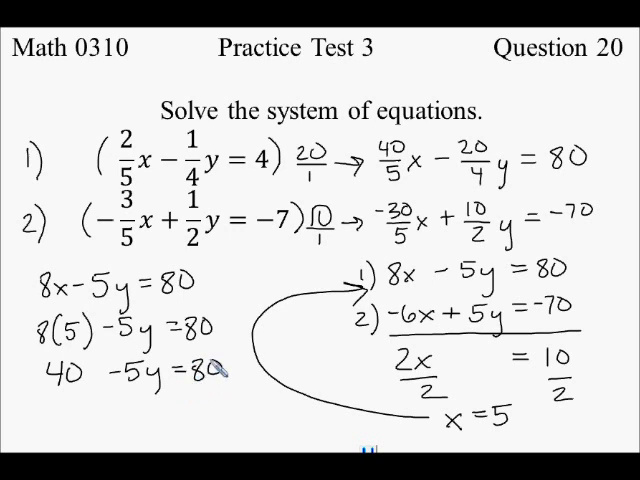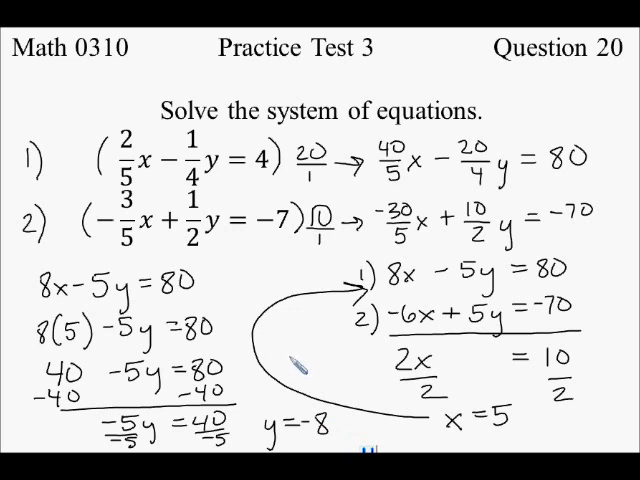And now we get the y term by itself, so we subtract 40 from both sides. And we get that negative 5y equals 40. And now we'll have to divide both sides by that negative 5 there. And we come up with y on the left side equals 40 divided by 5 is 8, and it's a positive divided by a negative, so they're opposite signs, so we get y equals negative 8. And so our solution for the system of equations is going to be 5 for x and negative 8 for y. That's our solution there. And that matches answer choice C.